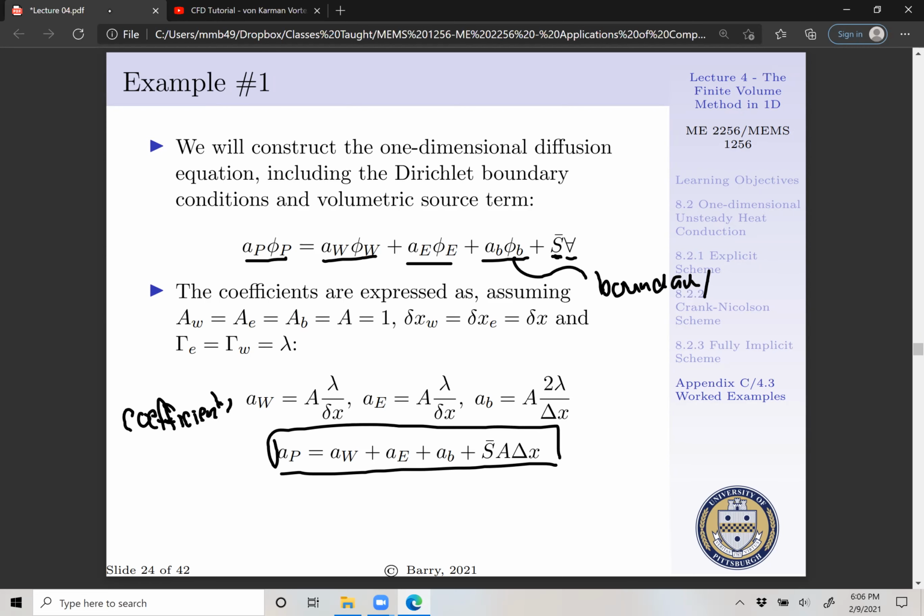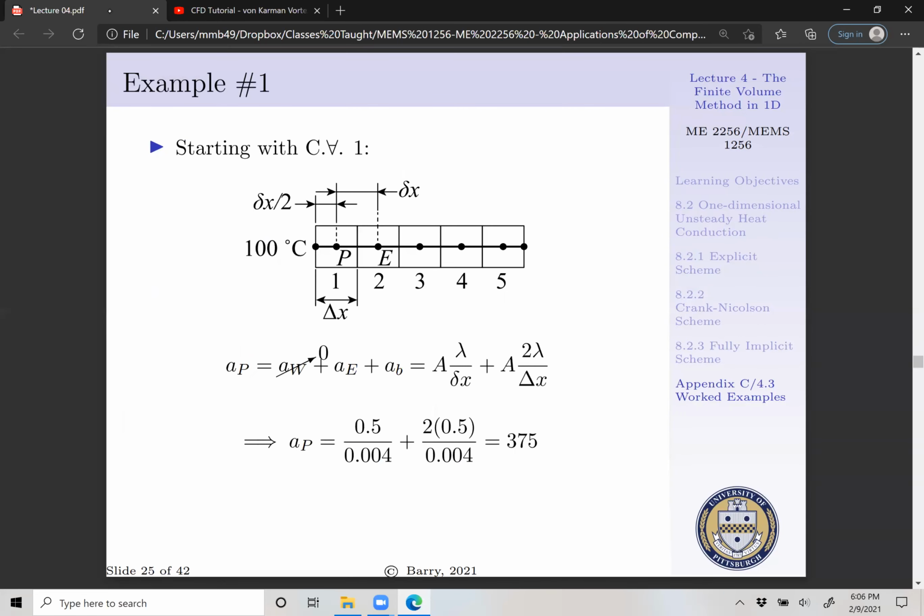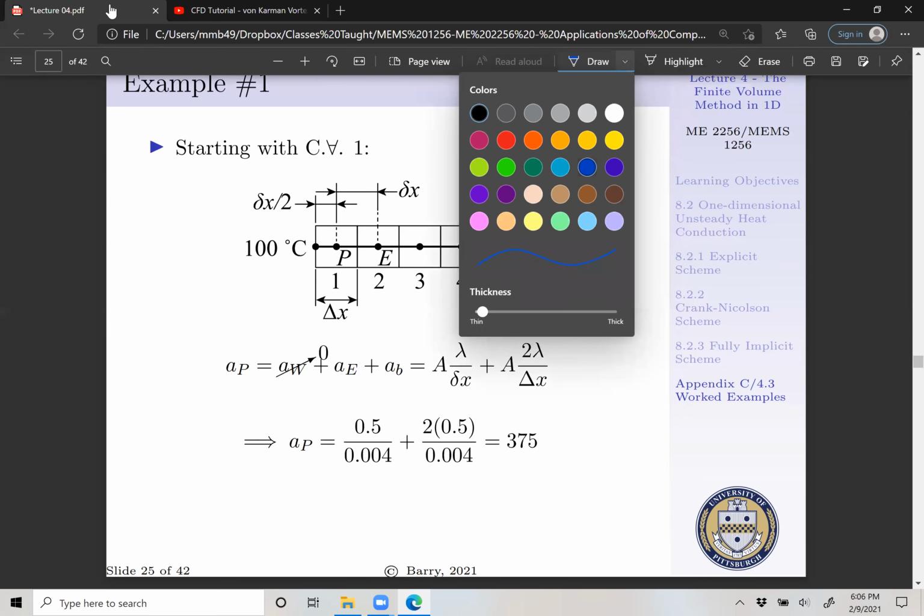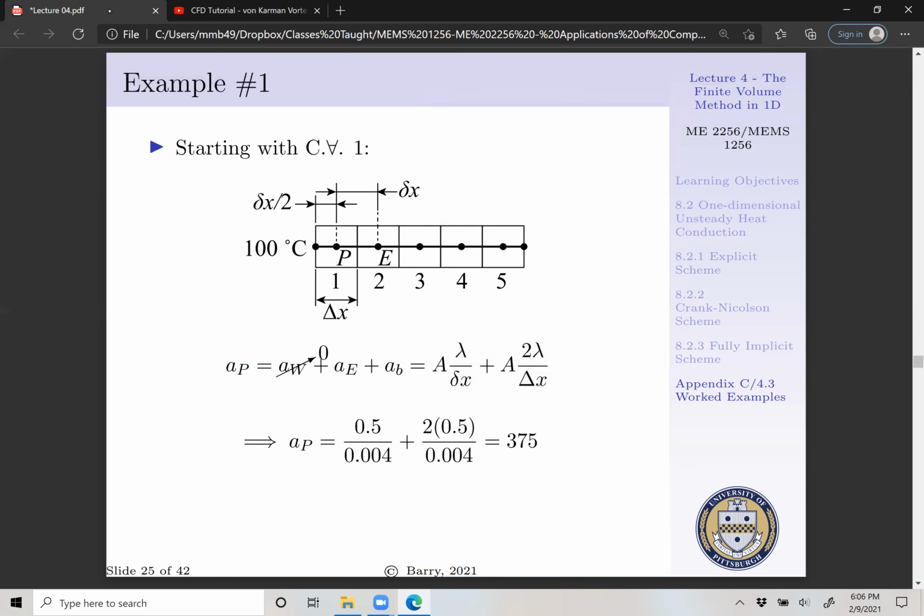Now, all we have to do is apply this a few times over. Let's start with our first control volume. Now, AP would be equal to A west, and we're going to set this equal to 0 because we're going to evaluate AB. This would be plus A east plus AB. A east is equal to A lambda per delta x, and then AB is A times 2 lambda per delta x.